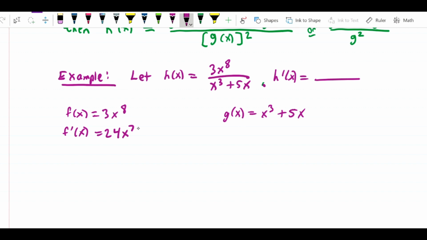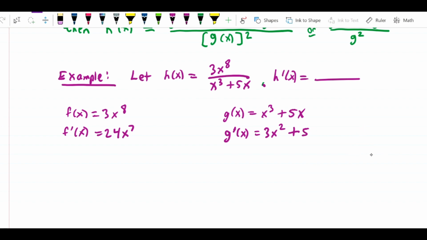Just recall you bring the exponent down and then lower the exponent by 1. So we have 8x to the 7th, but we had a 3 in front of it, so that's where I got the 24. So g prime of x is going to be 3x squared, and this is going to be, we haven't done one of these yet actually, where the exponent is 1. So x to the 1, its derivative is going to be 1 times x to the 0, and since x to the 0 is just 1, that means that the derivative of x to the 1 is 1. So this is going to be just 5 times 1x to the 0, or 5.